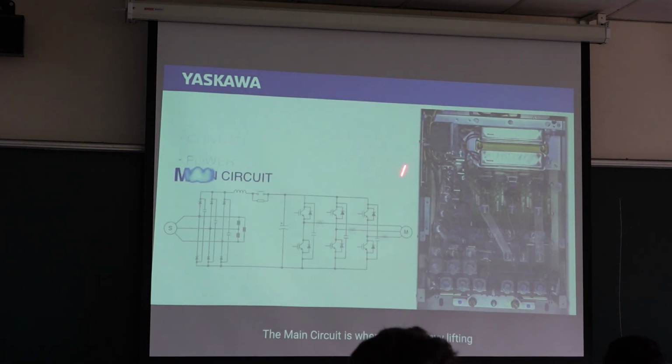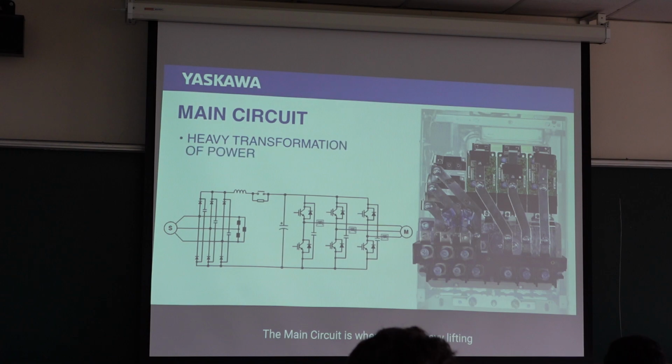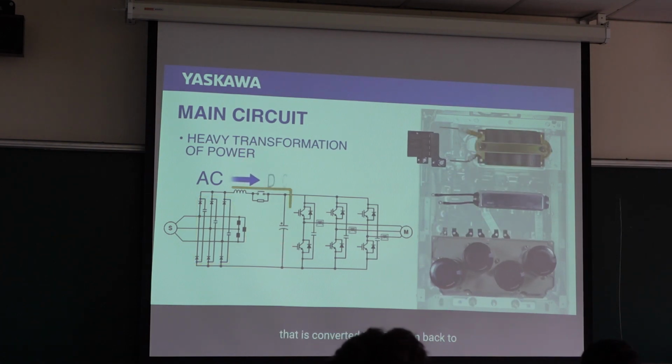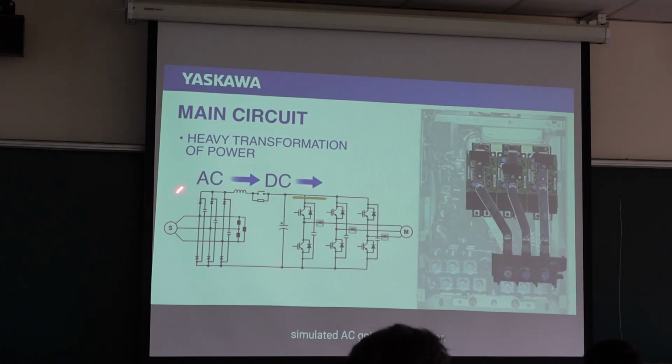This is the power stage, where all the heavy lifting is done. You can see a bus bar. The heavy transformation occurs here. Most drives now use the same main circuit: a three-phase AC source rectified to DC, then converted back to simulated AC. So AC to DC, rectified, and a DC to AC inverter.